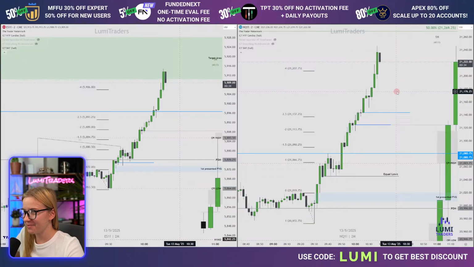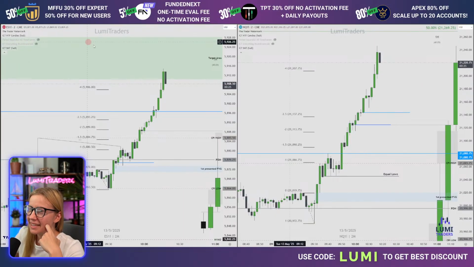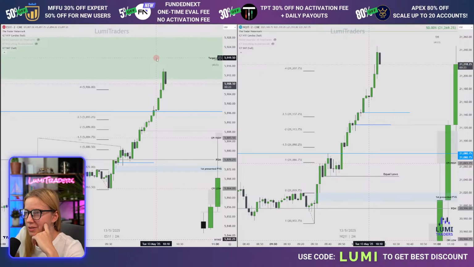It will retrace today 101%. Target area on ES is the range between 2 and 2.5.